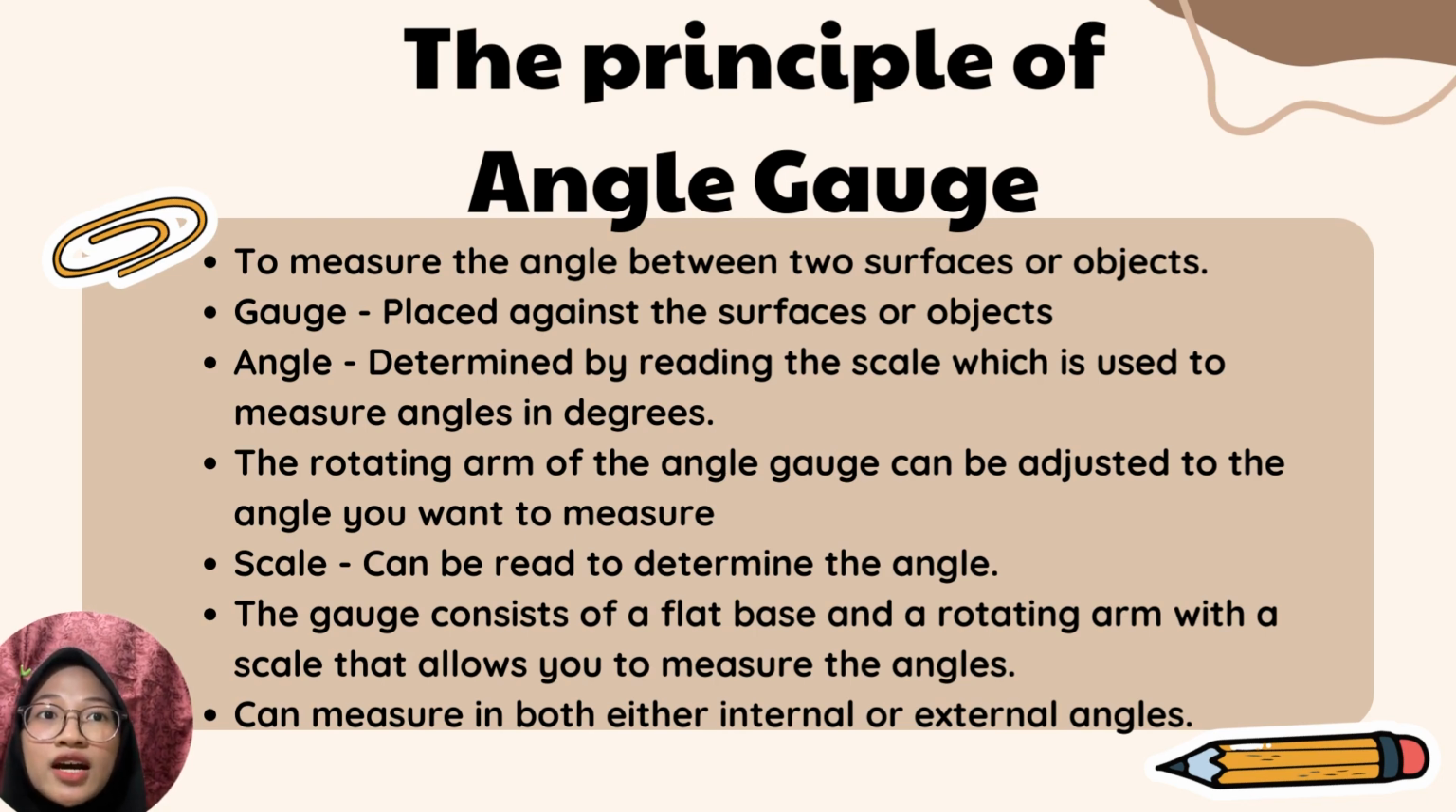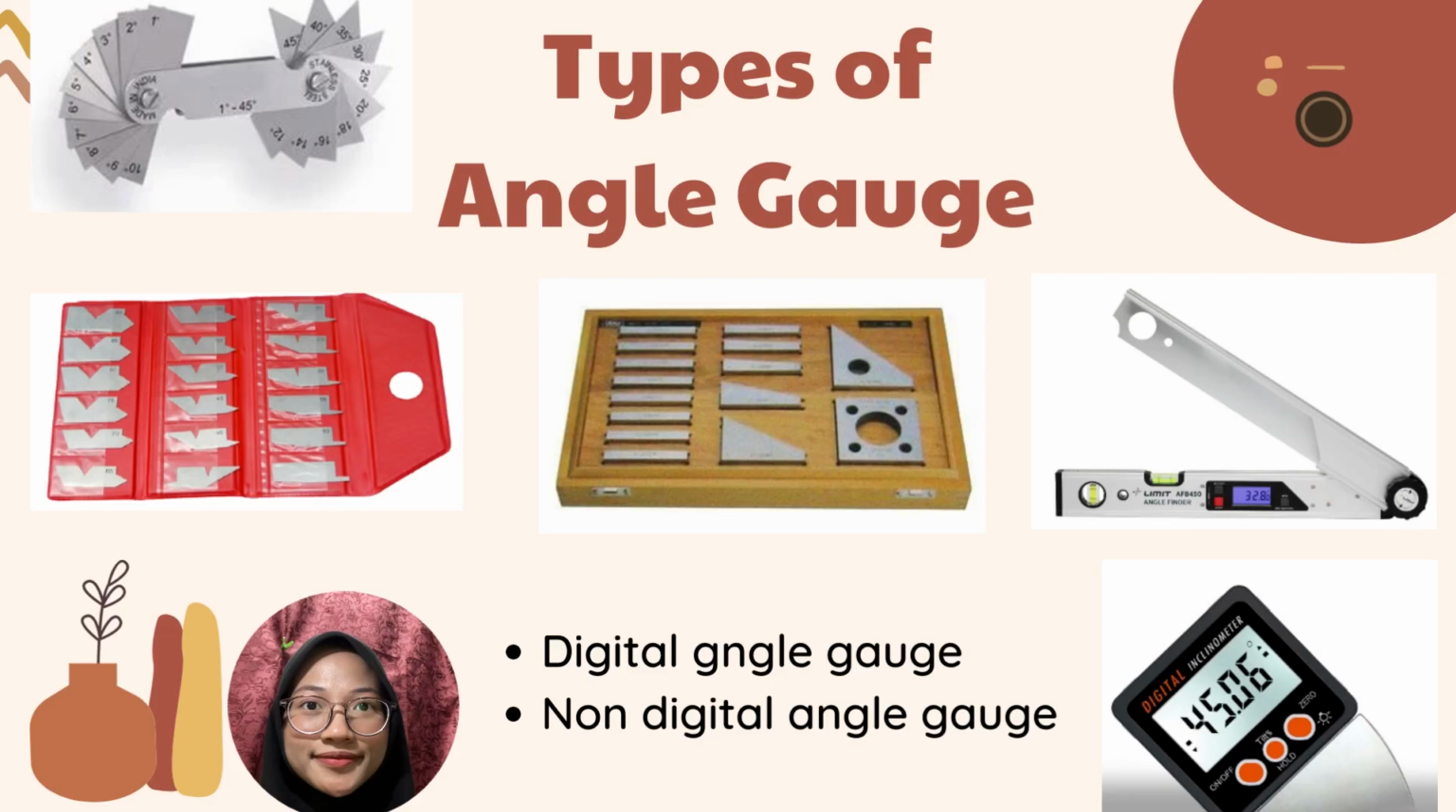The rotating arm of the angle gauge can be adjusted to the angle you want to measure, and the scale can be read to determine the angle. The gauge consists of a flat base and a rotating arm with a scale that allows you to measure the angle. The angle gauge can measure either internal or external angles.